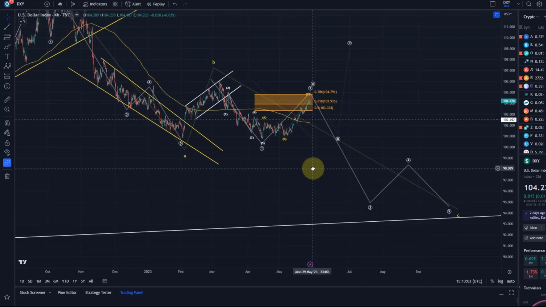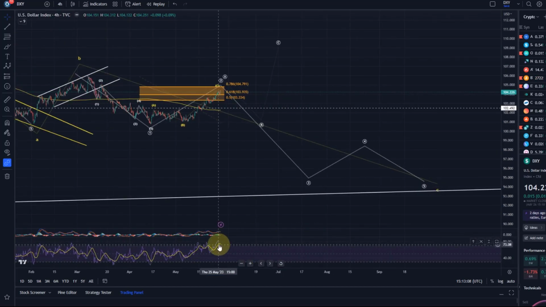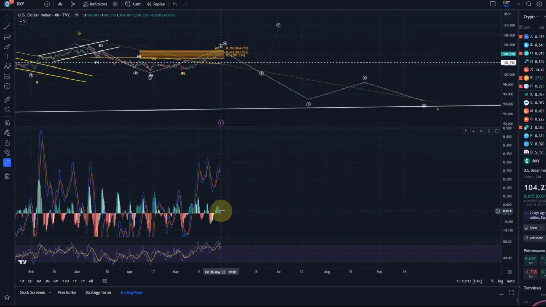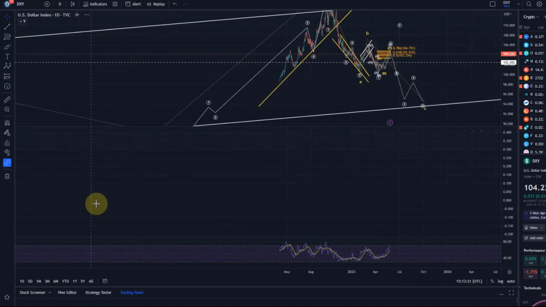So that's the DXY. And if I look at the indicators, we're overbought now on the 4-hour chart, okay? And we've already started on the MACD, the negative momentum cross or bearish cross, and a bearish divergence as well on the MACD, at least on the 4-hour. So it might very well soon be finished with its rally.